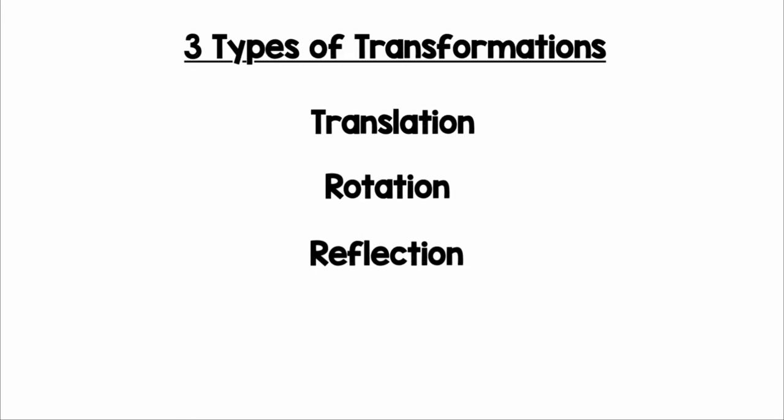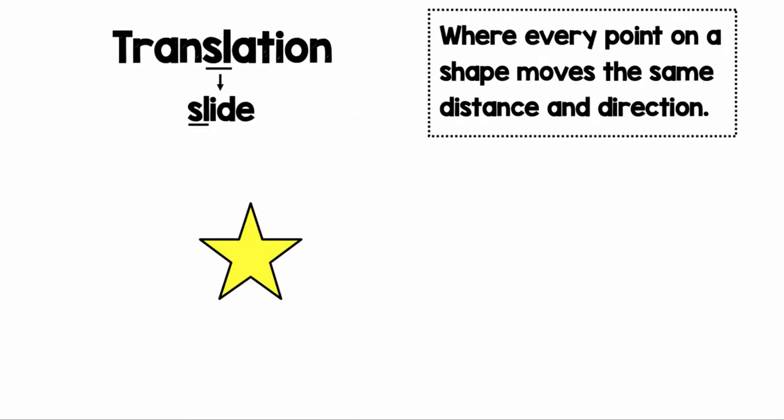You might be familiar with rotation and reflection, but translation might be the one that you're not as familiar with, so we'll start with that one. Translation means to slide. Now, a little tip is the SL in translation should make you think of the SL in slide. Now, the technical definition is where every point on a shape moves the same distance and direction.